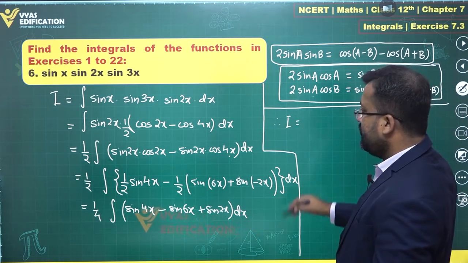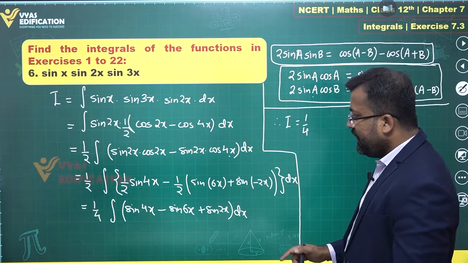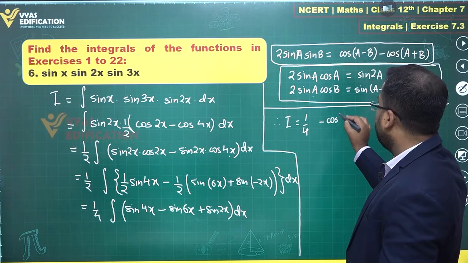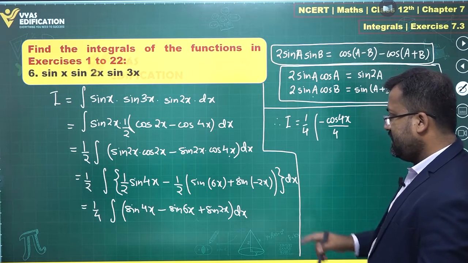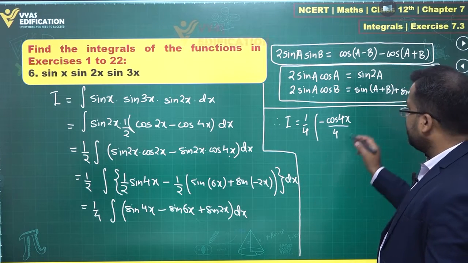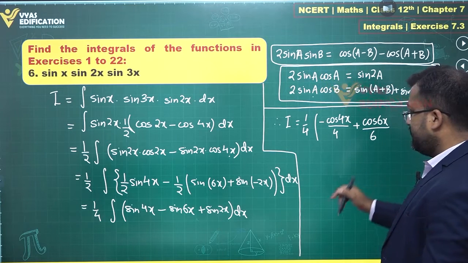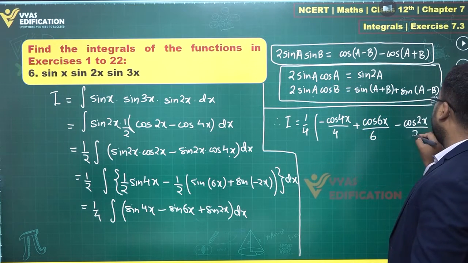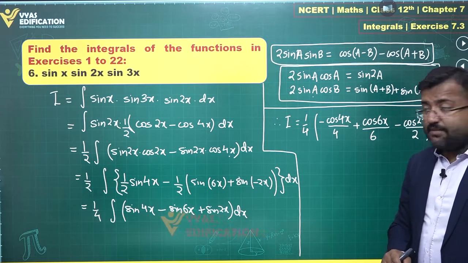will be equal to 1 by 4 waiting outside. Okay, let it wait. In the integral, you have sine 4x. The integral will be equal to minus cos 4x, and you have to divide by this 4, right? Sine 6x will be minus cos 6x, so that becomes plus cos 6x upon 6. Then you have sine 2x, which becomes minus cos 2x upon 2, plus a constant of integration. That seems like the final answer.